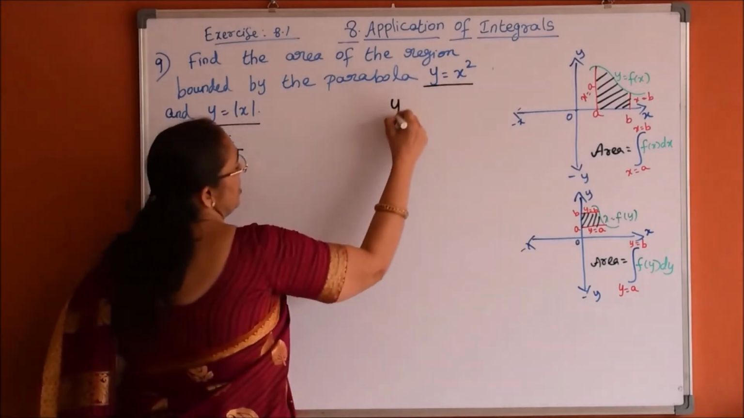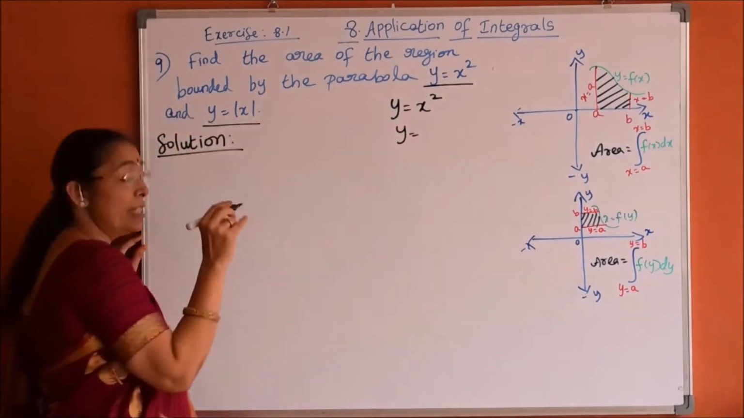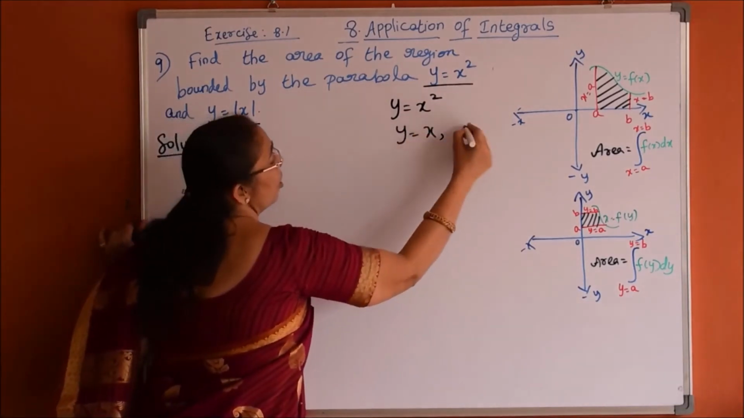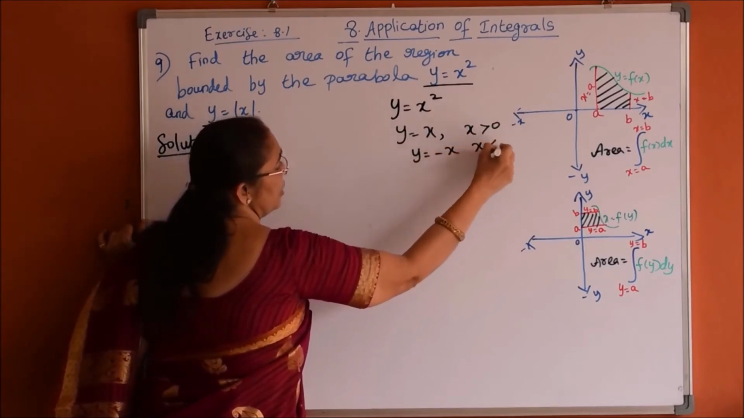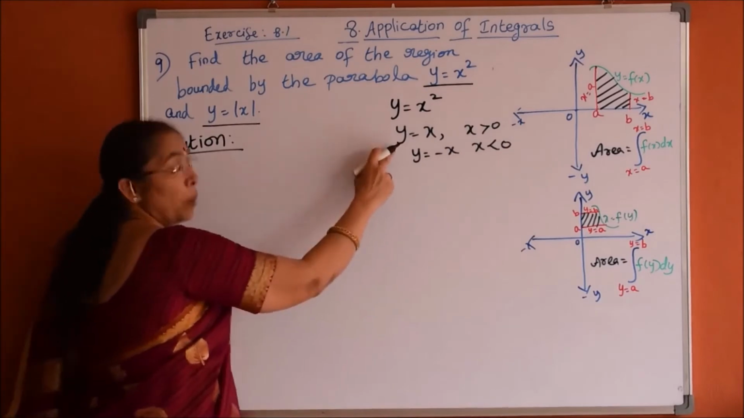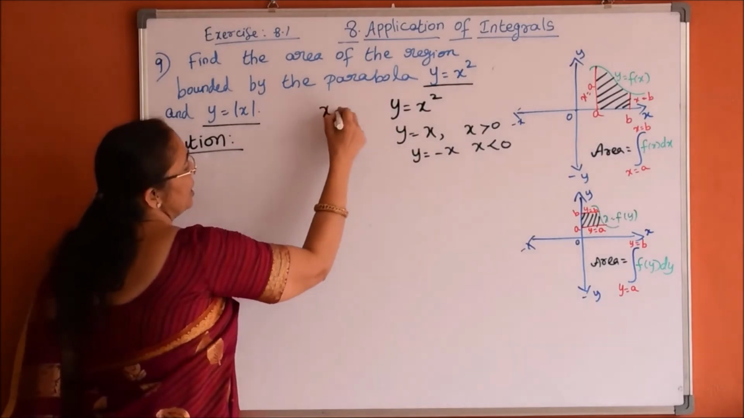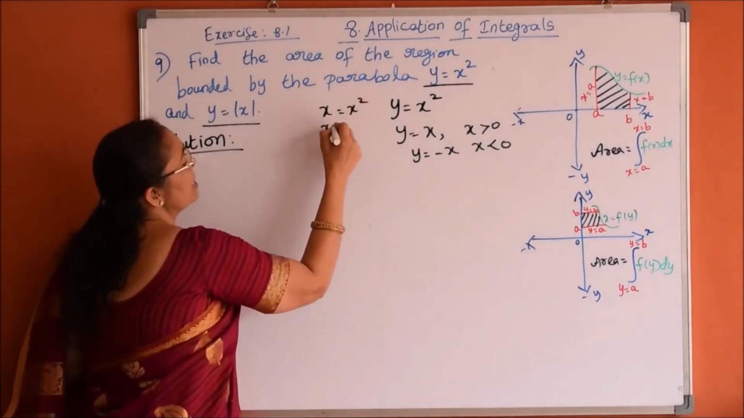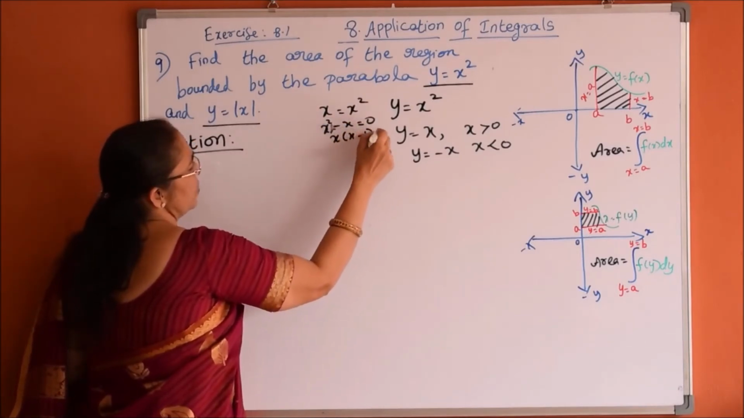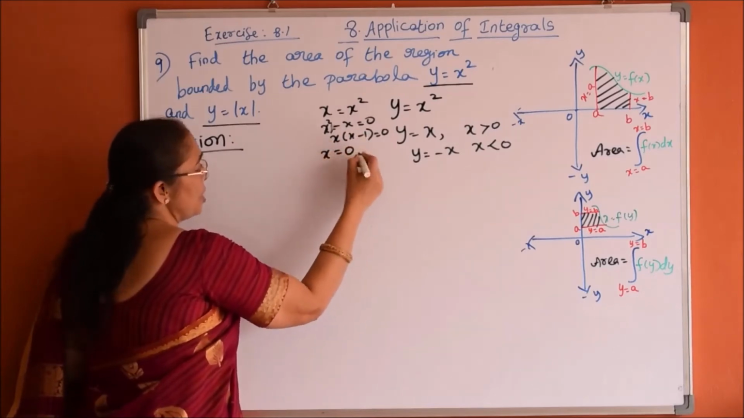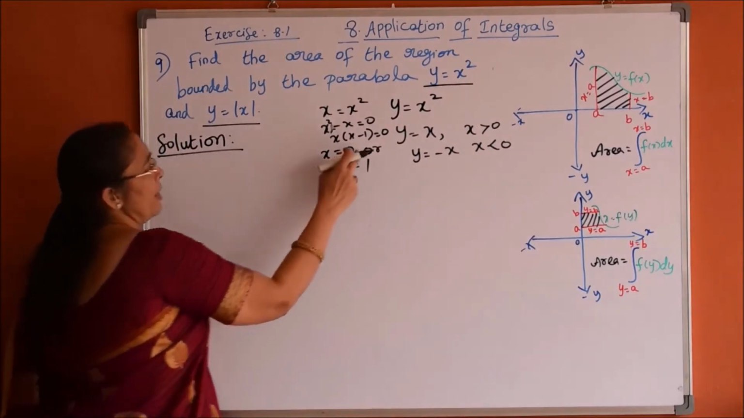So, first equation y equals x square, second one y equals mod x, which implies y equals x for all x values greater than 0 and y equals minus x for all x values less than 0. Now, y equals x is one equation we have. Substituting y equals x in the first equation, x equals x square, which implies x square minus x equals 0, x of x minus 1 equals 0. So, x equals 0 or x equals 1. So, we got two x values, 0 and 1.